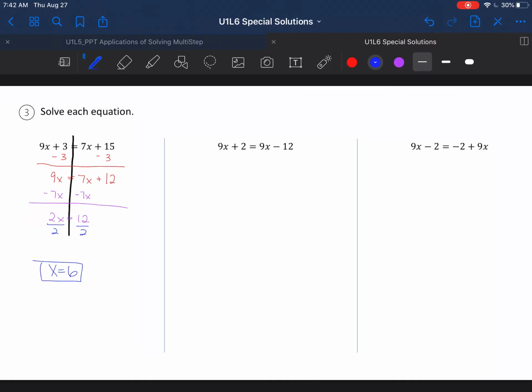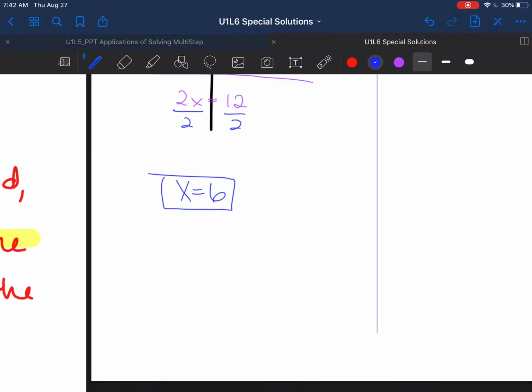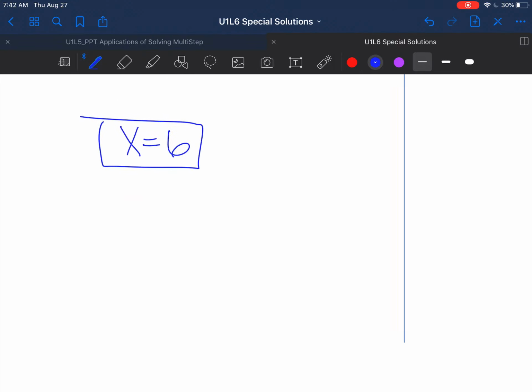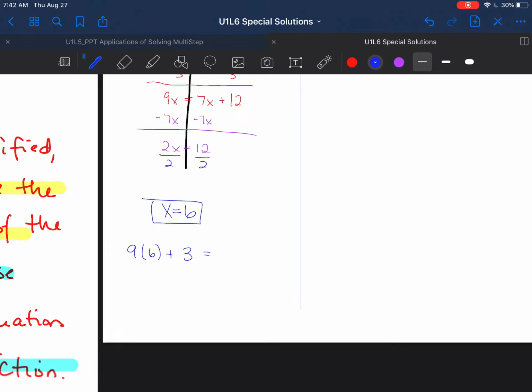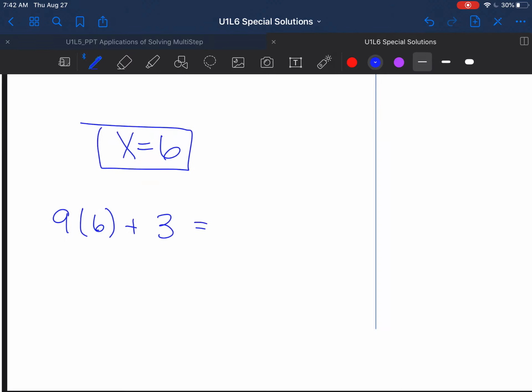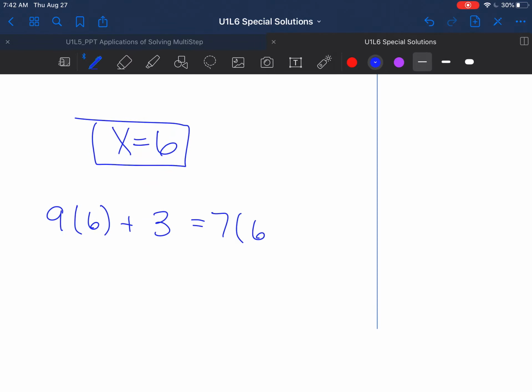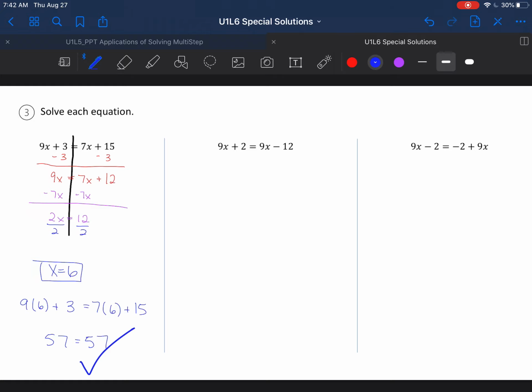Now, from here, we would take the 6 and substitute to make sure that that's our answer. So this is going to be 9 times 6 plus 3 equals, what was the other side? 7x plus 15. 9 times 6 is 54. 54 plus 3 is 57. 7 times 6 is 42. 42 plus 15 is also 57. So we know that 6 does make the equation true. 6 is a solution. What about example 2?